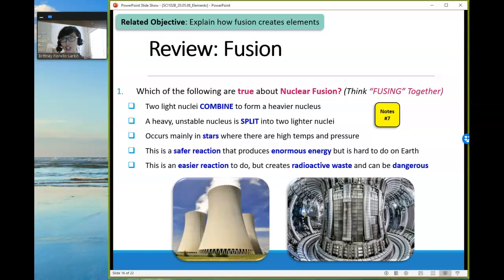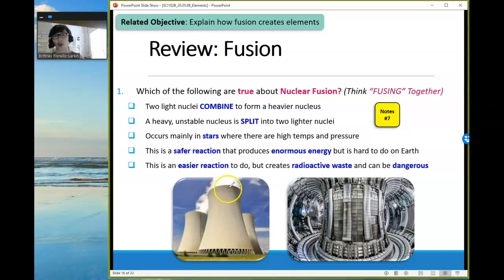All right, so taking a look here, go ahead, pause the video and try to figure out which of these are correct. So there's going to be more than one answer. So 2 nuclei combine to form a heavier nucleus. A heavy unstable nucleus is split into 2 lighter nuclei. It occurs mainly in stars where there's high temps and pressures. This is a safer reaction that produces enormous energy, but it's hard to do on Earth. Or this is an easy reaction to do, but creates radioactive waste and can be dangerous. Go ahead, pause the video, think about that, and then continue playing when you think you have the right answer.